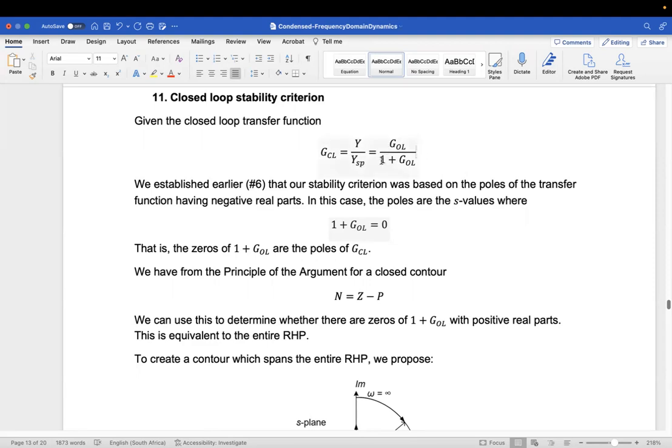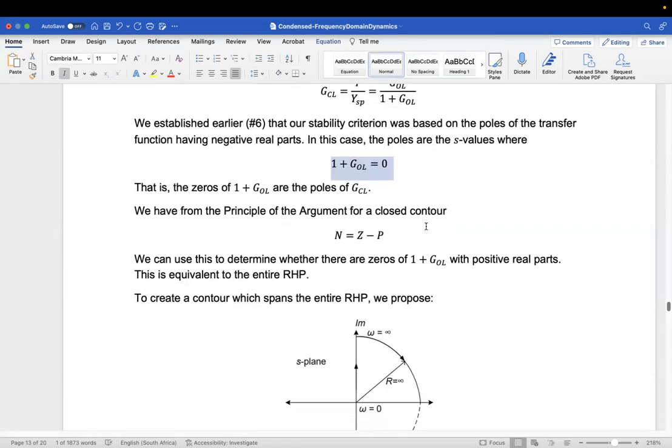So the poles are the values where the denominator goes to 0. So we are concerned about the solutions to this, the denominator going to 0. So the S values that cause the denominator to go to 0, those S values are the eigenvalues, and we want those S values to have negative real parts. So that's the criterion now. 1 plus G open loop equals 0. The S values that correspond to this, we want to check whether those have negative real parts.